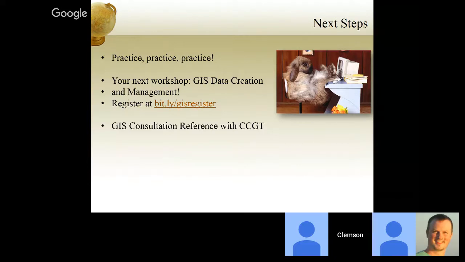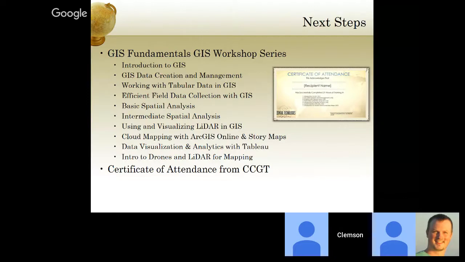We have lots of other workshops in the series. So just quickly what we'll do, working with tabular data, we dive into the attribute stuff. So we learn how to query our data, we learn how to join data. And depending on how far we get into data creation management, we do things like geocoding, which is turning addresses into a latitude, longitude. So taking a description of a place and making it a point on a map.